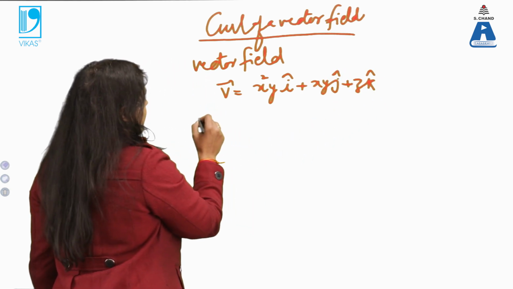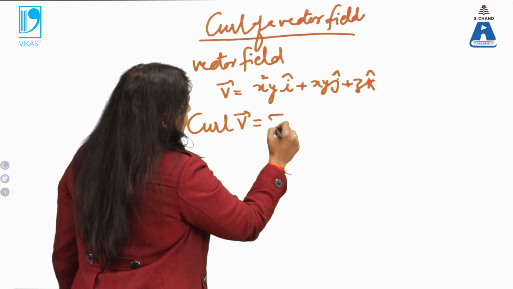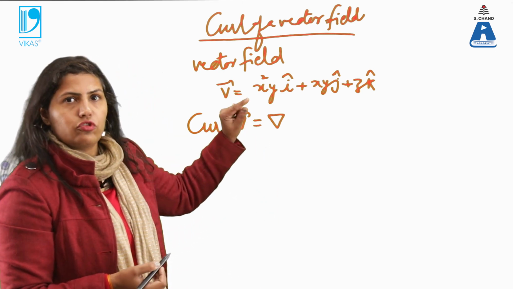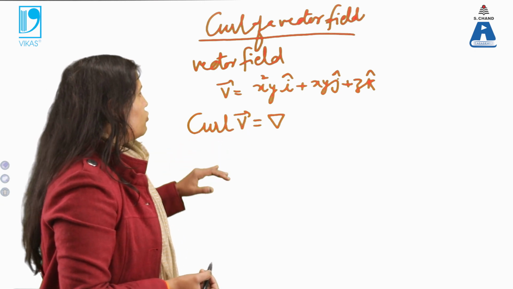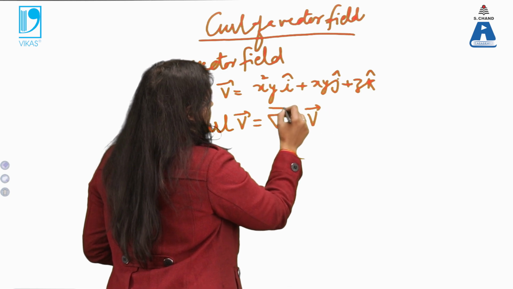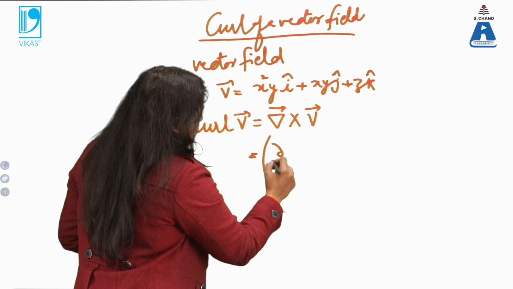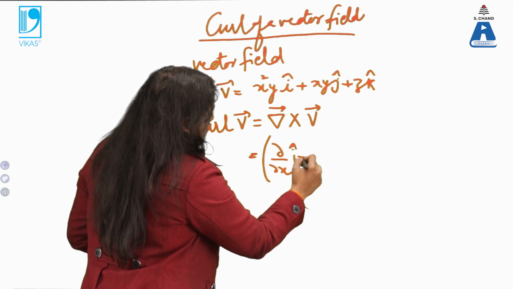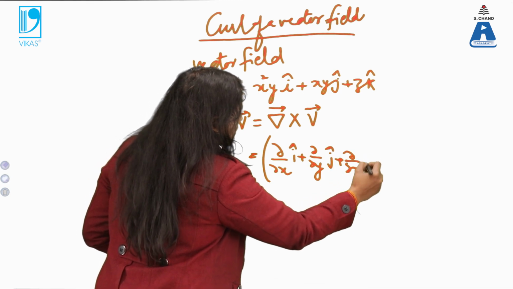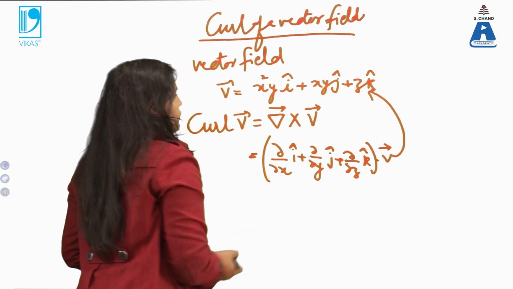Now what exactly is the curl of this vector field? Curl means del. I have already explained del in my previous lectures, so please refer to the previous lectures to understand del. Curl is basically del cross V. Del is also a vector and I define del as del by del x i plus del by del y j plus del by del z k, and these are partial derivatives, and V is my vector field.